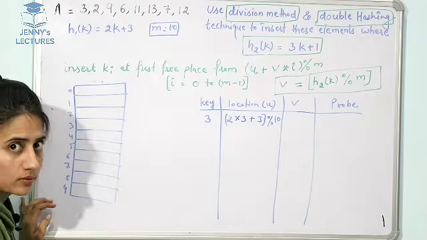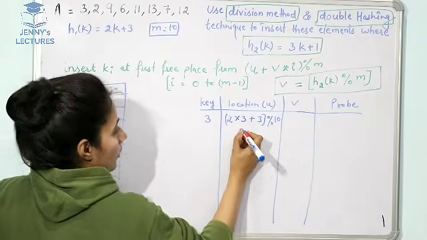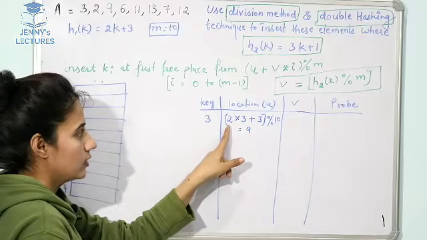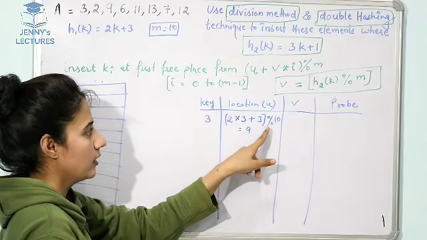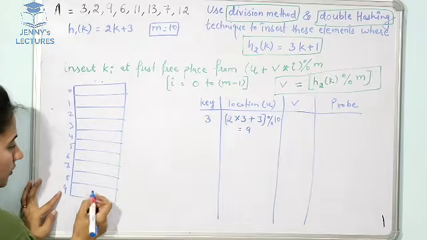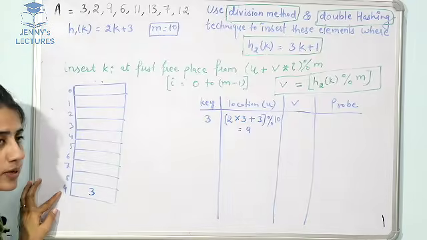10. Fine. Okay, now what is this value? I think this would be 9. 3 into 6 is 3 into 2 is 6 plus 3 is 9, 9 mod 10 is 9. Then go to the 9th place. Yes, this is free, we can insert 3 at this place.